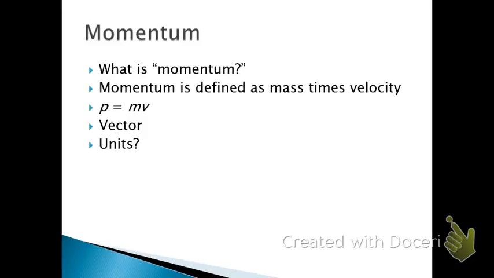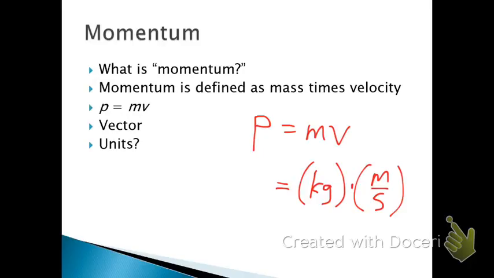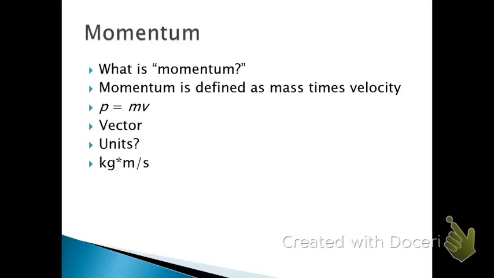The units of this thing, well, if we do a little bit of dimensional analysis, plugging in for mass, I get kilogram. Plugging in for velocity, I get meters per second. So all in all, I end up with a kilogram meter per second. And that's it. That's the unit of momentum. It didn't get its own special name. Sad day for momentum.